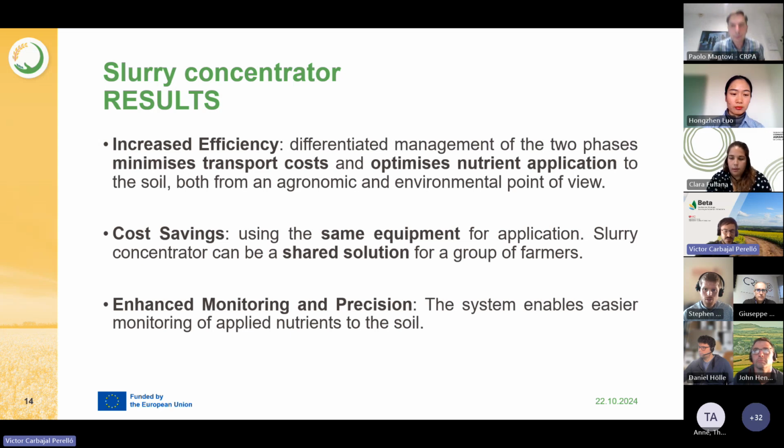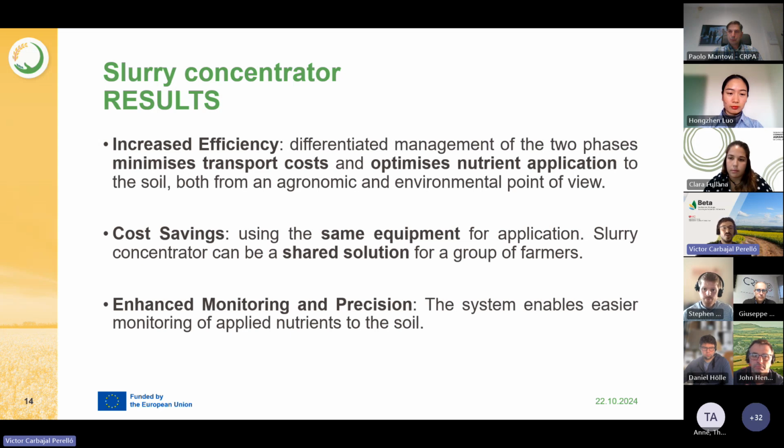So what are the results that they obtained with this operational group? There are three things that we want to mention today. The first one is that there is an increased efficiency. The innovative system yields two liquid fractions: the semi-liquid phase, to be transported and applied to distant fields where nutrients are not available, and the liquid phase, to be applied in nearby fields. The differentiated management of the two phases minimizes transport costs and optimizes nutrient application to the soil, both from an agronomic and environmental point of view. And this is, I think, very important.